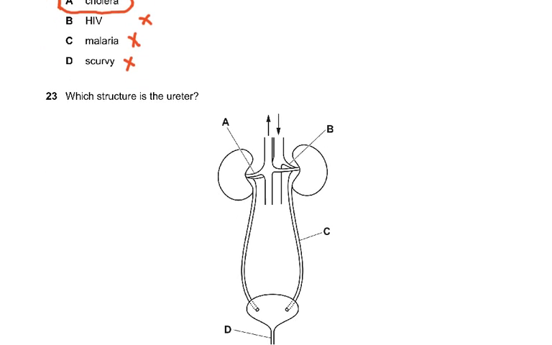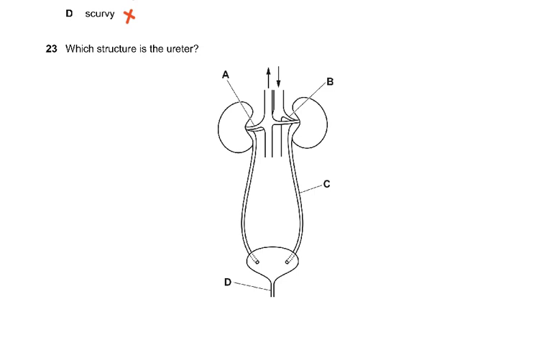Which structure is the ureter? Now, that was very easy. The answer is C. This is the ureter. This is the kidney. These are the kidneys. So A and B are the blood vessels. If this is coming down, this is the aorta. So B has to be the renal artery. And this is going up, so this is the vena cava. So the vessel entering it would be the renal vein. So that's not the answer. And D is the urethra. And this is the urinary bladder.